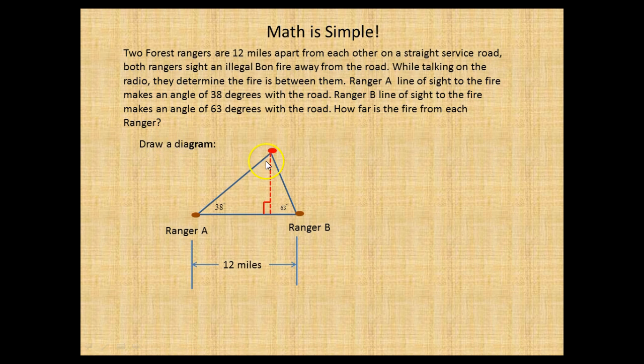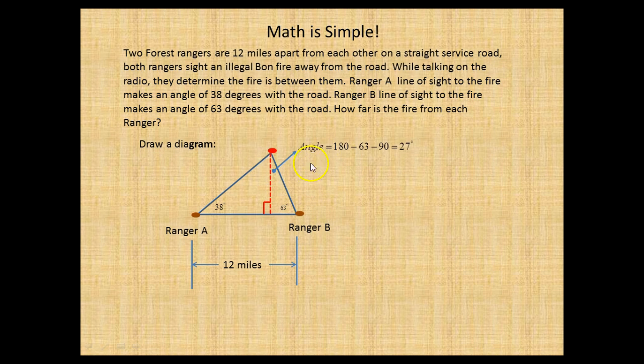So what we do is we drop a perpendicular down to the base. We do this so we can use our trigonometric functions. And we also see that from Ranger A to Ranger B is 12 miles. It says in the question, two forest rangers are 12 miles apart from each other on a straight service road.